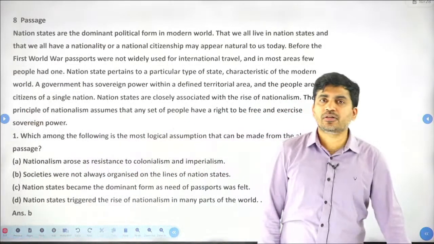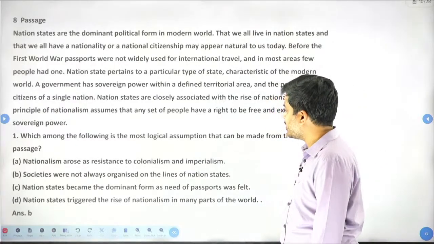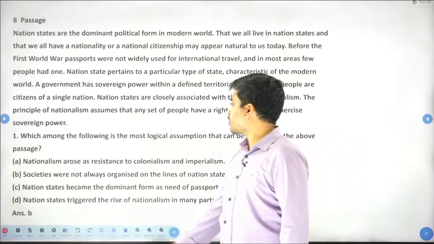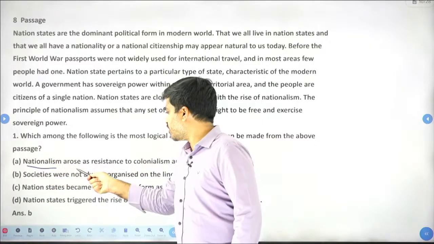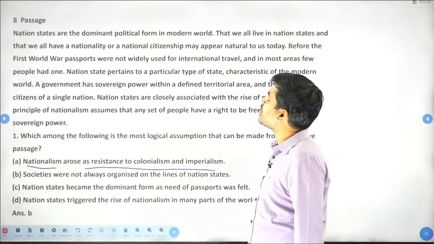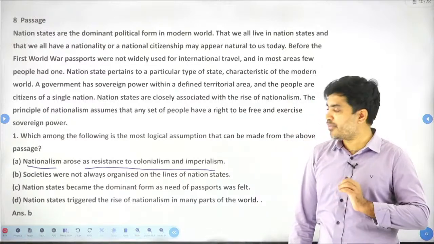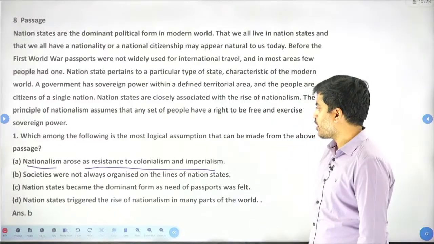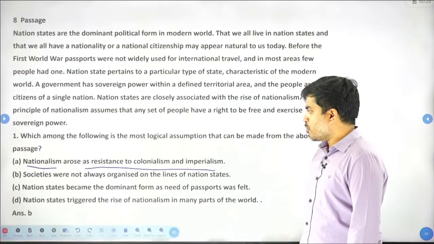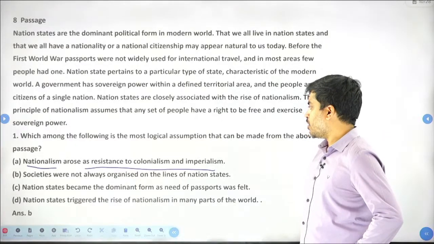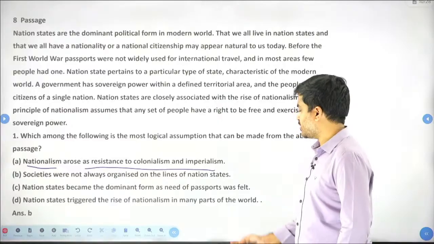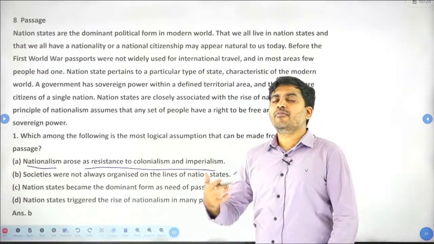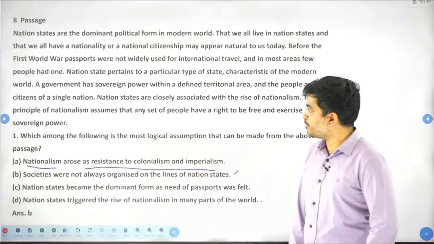After reading the passage, you can easily understand, especially the first one. This is no way related. See, from the passage, questions are almost very direct, okay? Just read the passage, try to understand the options. And second one is, of course, societies were not always organized on the lines of nation states. This is the most logical assumption from the above passage, okay?